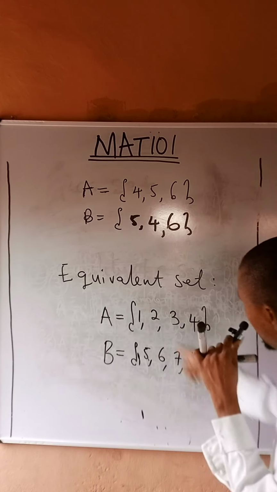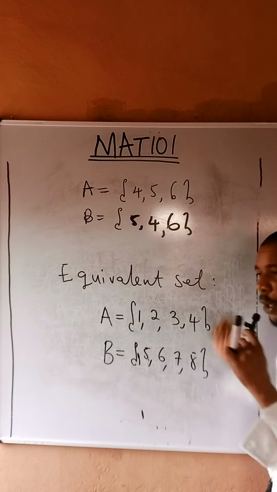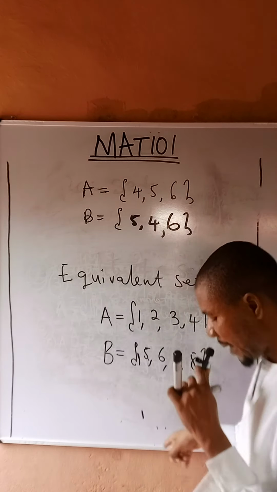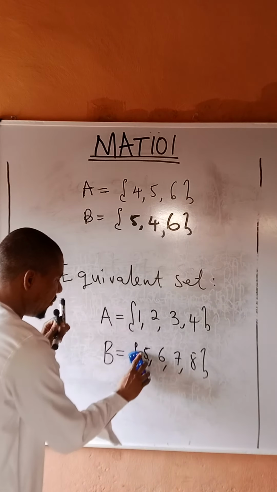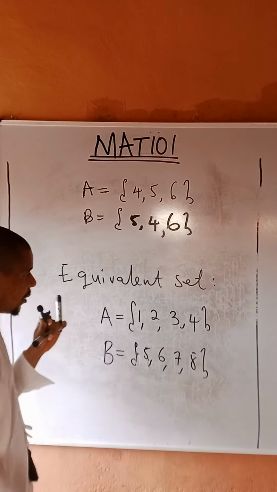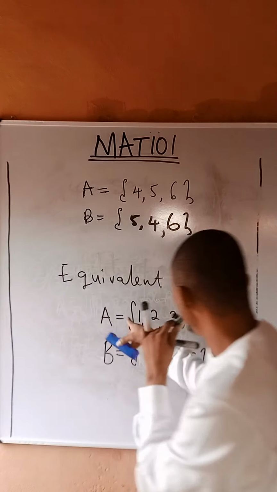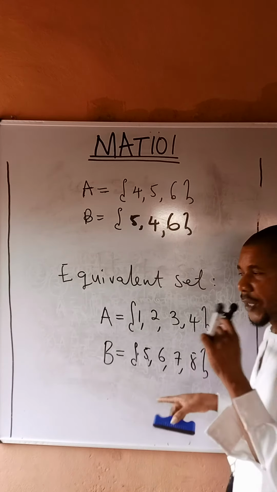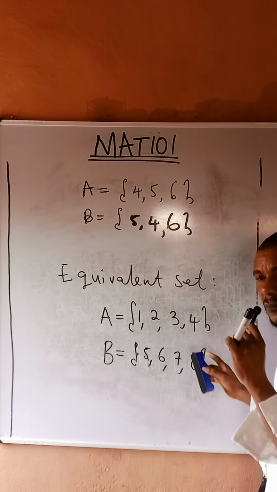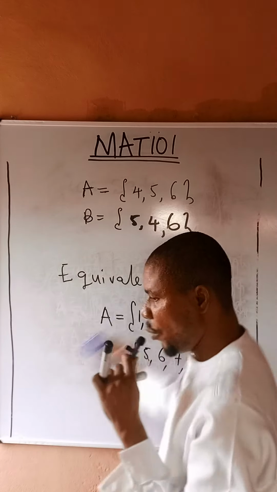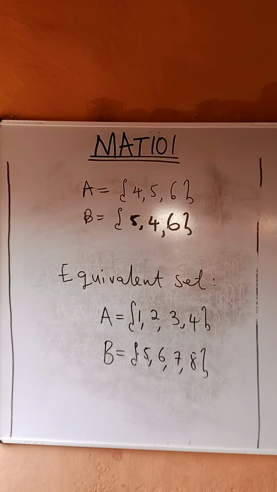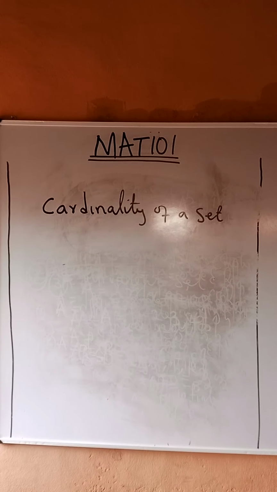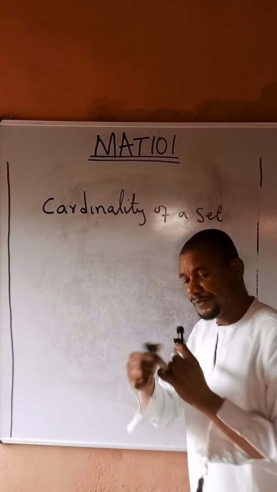Like in this case. But when two sets are equivalent, they are not necessarily equal. So don't say that equivalent sets are equal sets. No. Equivalent sets are not equal. That is one thing we must understand between equivalent sets and sets that are equal.